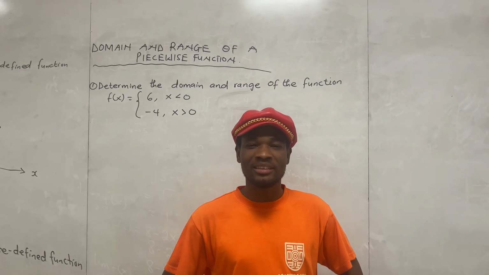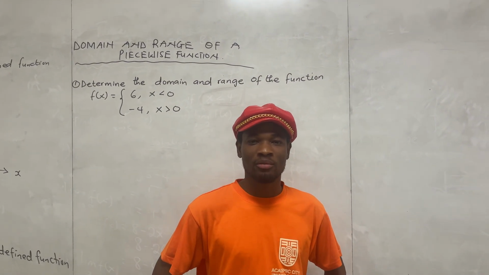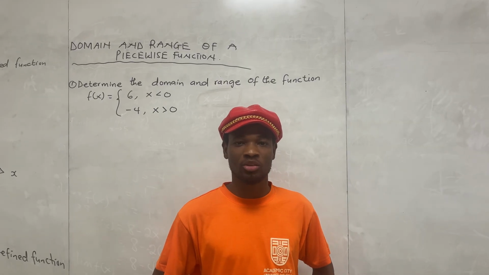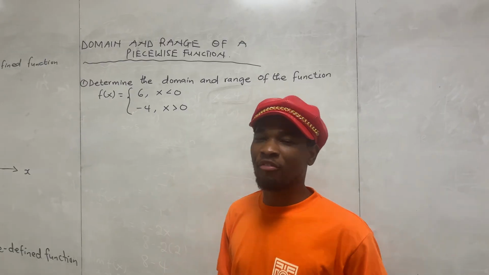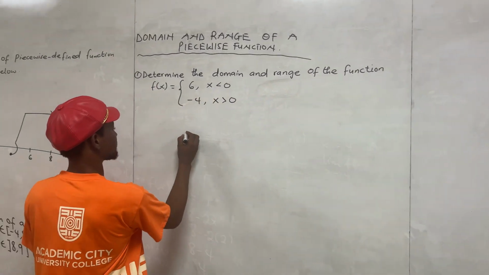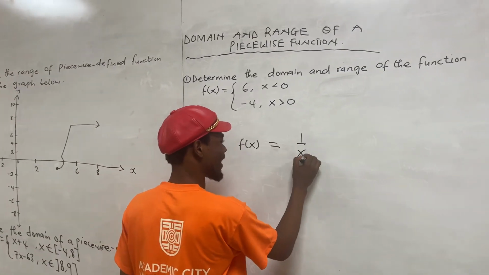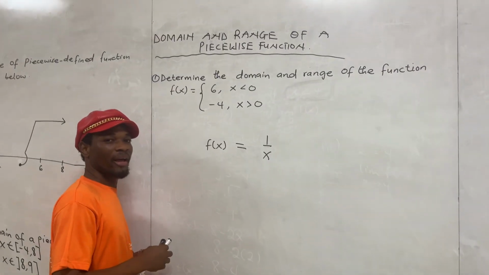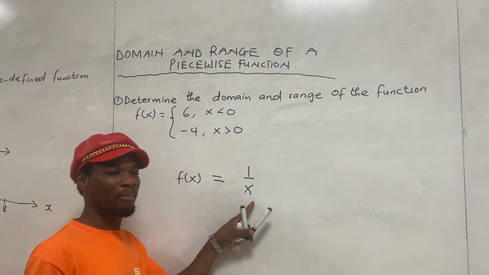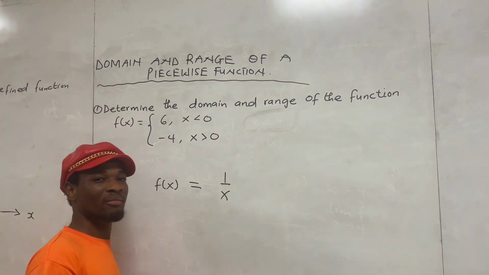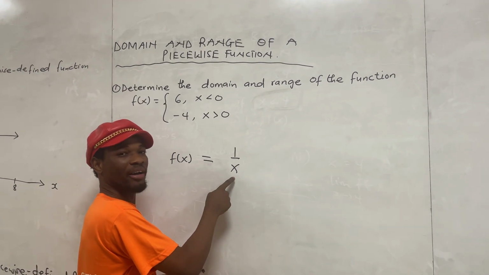Today we are going to end the business on domain and range of piecewise defined functions. Now, let's say you have a function f of x equal to 1 over x, and I want to find the domain of the function. In other words, I want the set of values that will make this function defined.